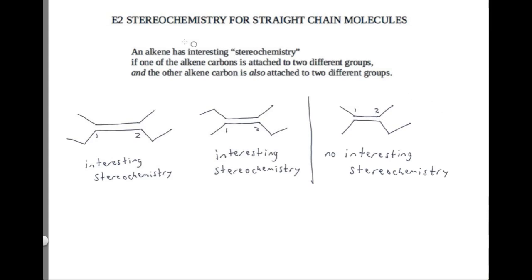This is important because remember, E2 reactions make alkenes. If the E2 reaction is making an alkene with no interesting stereochemistry, then we don't need to worry about the stereochemistry of the product. But if the E2 reaction is making an alkene that does have interesting stereochemistry, then you do have to worry about the stereochemistry of the product.